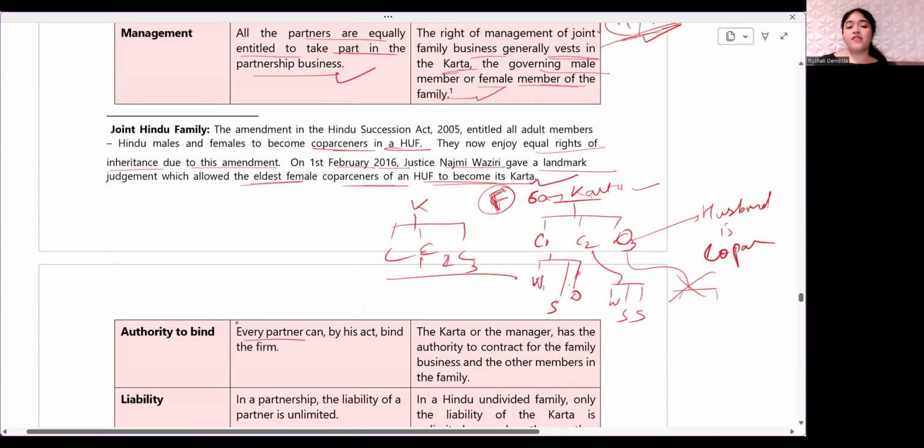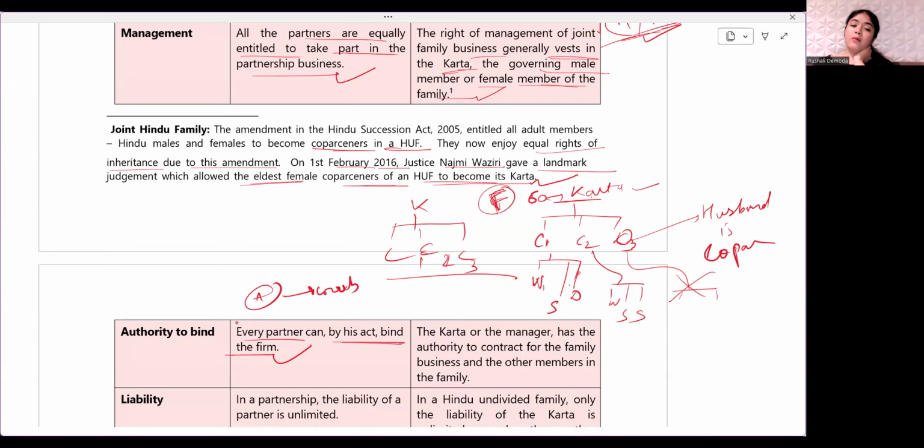Authority to bind. Every partner can, by his act, bind the firm. Anything the partner does, if A buys the goods, the firm has to pay for it. The karta or manager has the authority to contract for the family business and other members of the family. The karta is the person who is going to manage the business, and he is going to act as the authority for taking all the family business decisions.